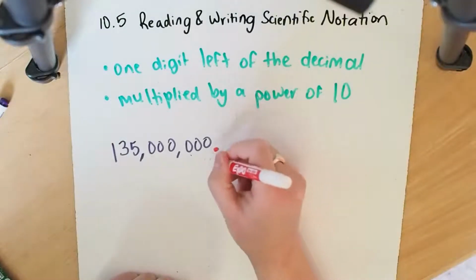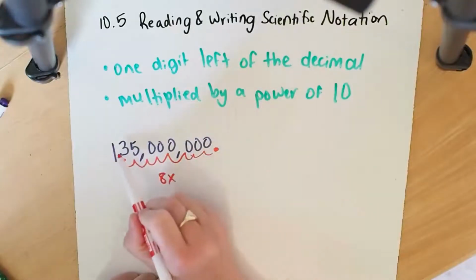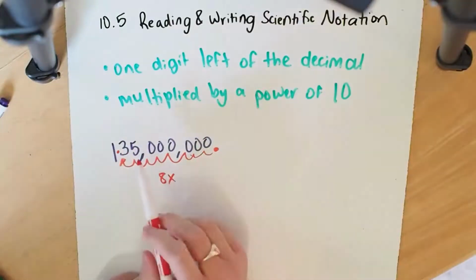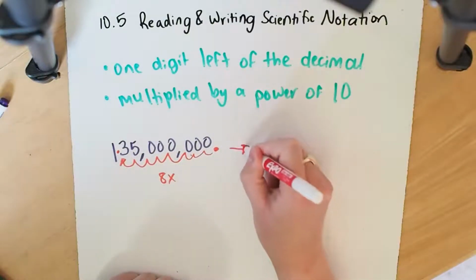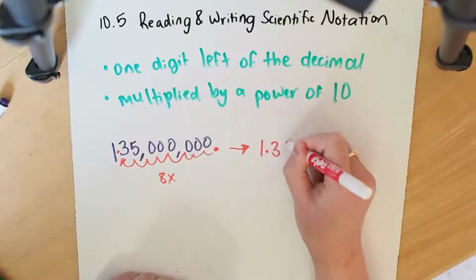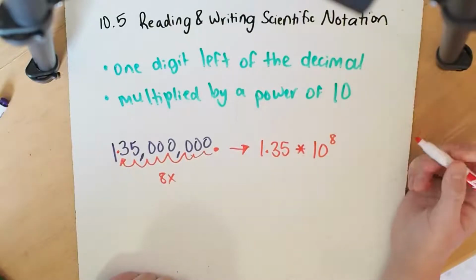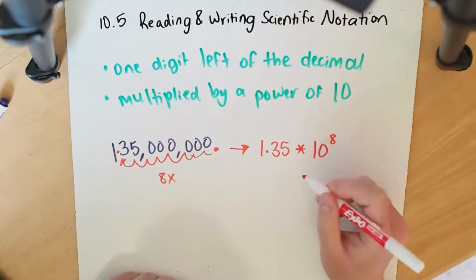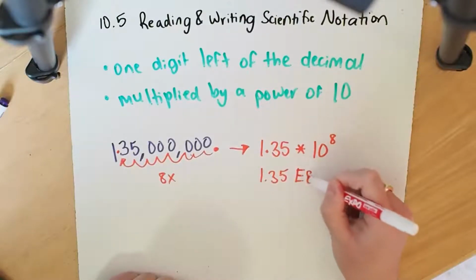So what I'm going to do is make a little scallop here and go 1, 2, okay, I went 8 times to the left so I can put my decimal point here so that there's one number on the left of it and everything else is on the right. I would rewrite this then by saying this is the same thing as 1.35 times 10 to the 8th power. You'll often see this written on calculators as 1.35 E8.